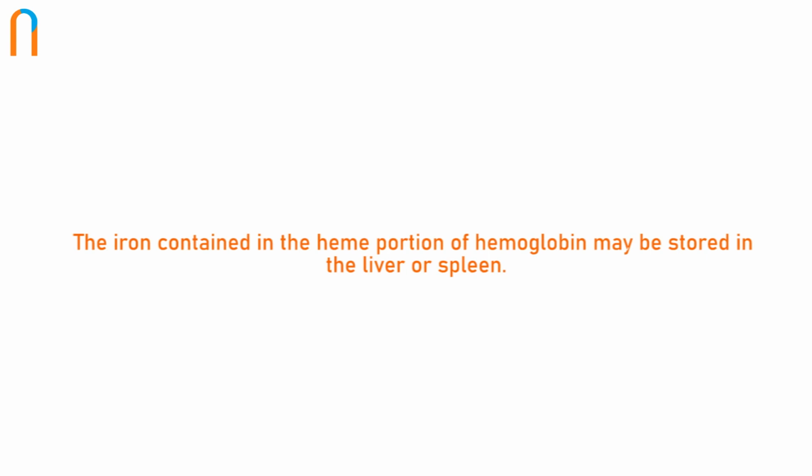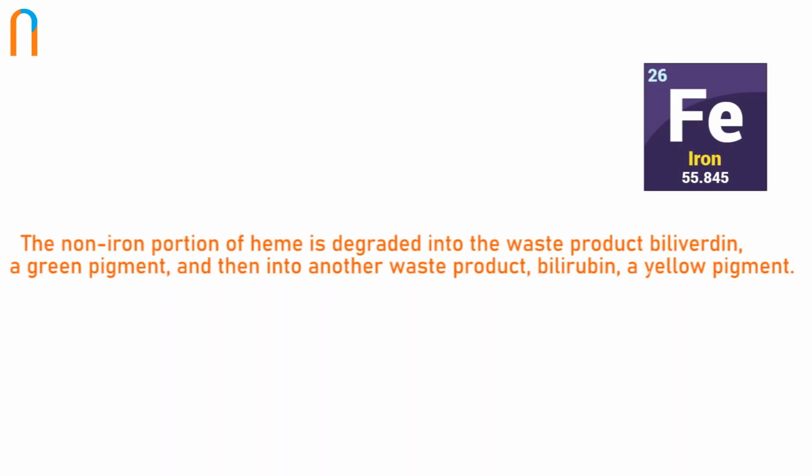The iron contained in the heme portion of hemoglobin may be stored in the liver or spleen. The non-iron portion of heme is degraded into the waste product biliverdin, its green pigment, and then into another waste product, bilirubin, yellow pigment.